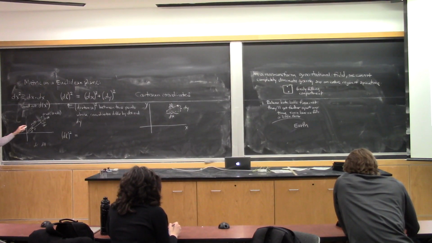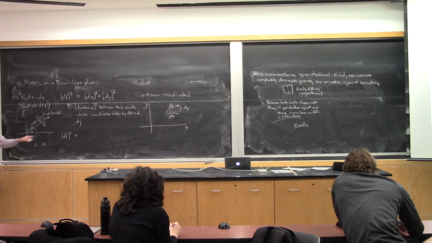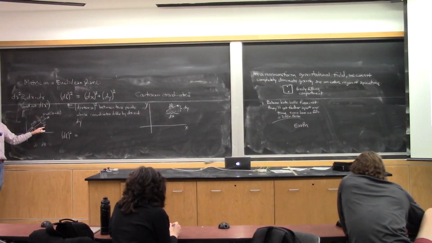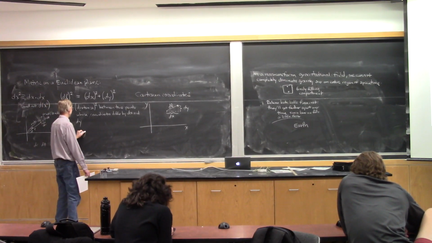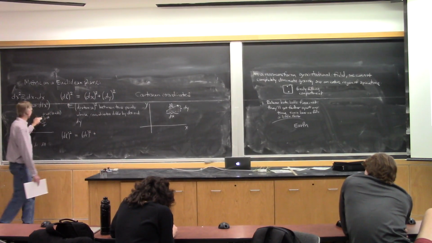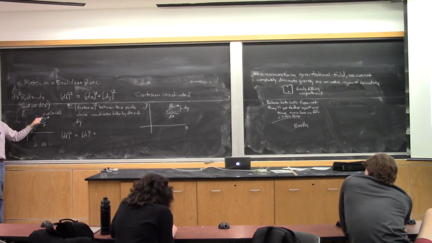Well, the hypotenuse squared is the sum of the squares of the two sides. So what's this side? So we're going to get a dr squared. And what is this side in length? We need it to be a length, not an angle. What length is this little side right here?